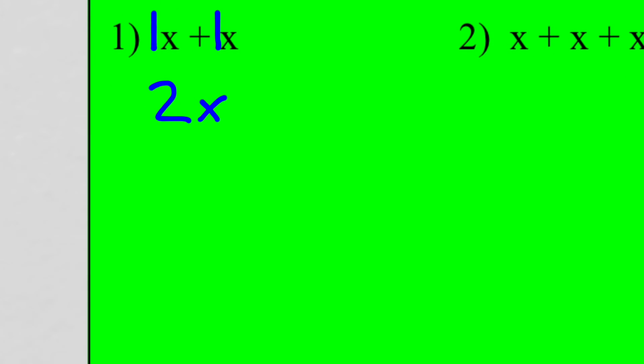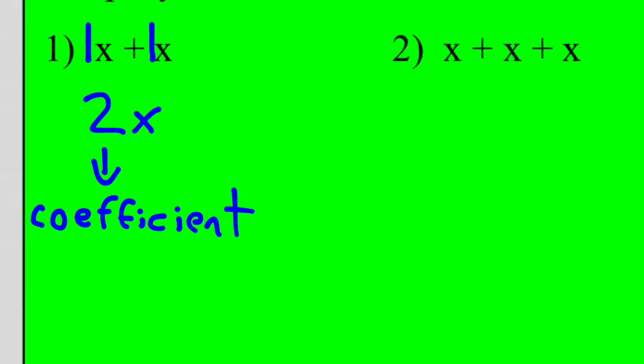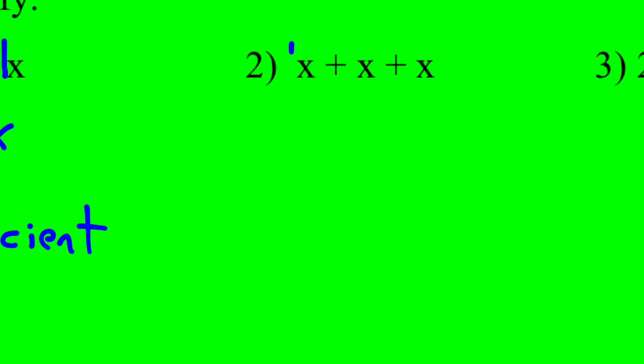And just a reminder for more terminology, we call that number in front of the variable the coefficient. Forgot to mention that on the previous slide. And that's as simple as we can take this unless we know a value for x. So number 2, 1x plus 1x plus 1x. To simplify that, we say that that is 3x. That's as simple as we can make it.